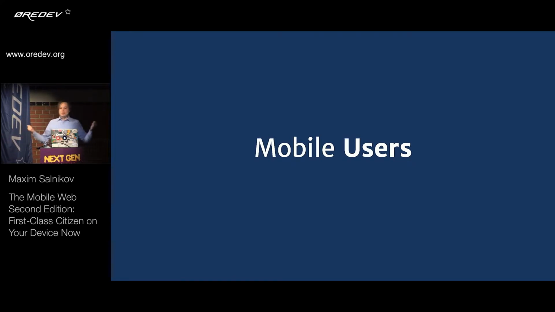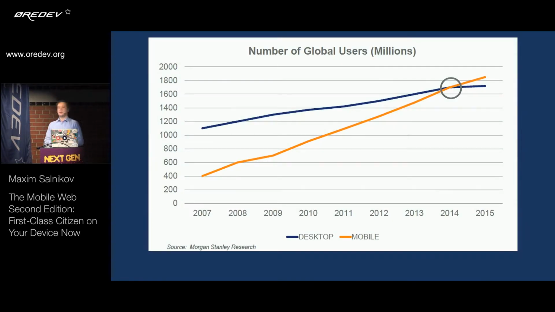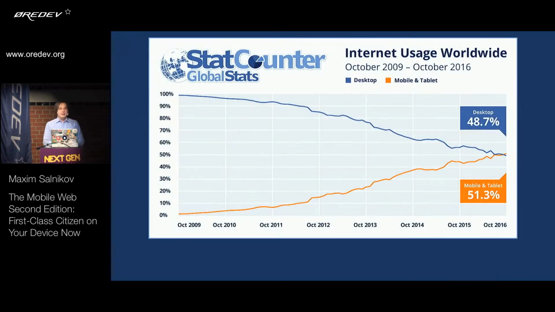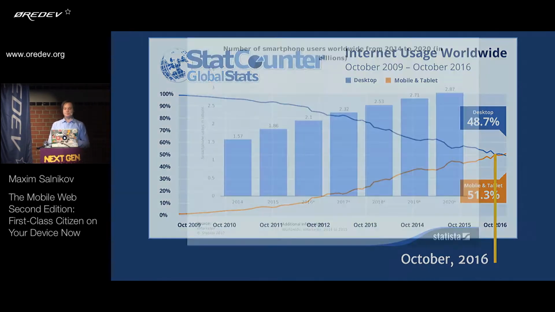What about some global numbers? They are pretty impressive. First, in 2014, the number of users on mobile devices bypassed the number of users of desktops. It was quite a serious milestone. Next, starting from October 2016, just 1 year ago, mobile devices started to consume more traffic than desktops. This is also really, really impressive.